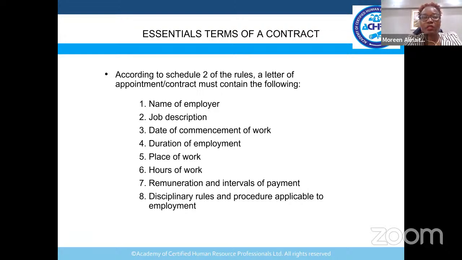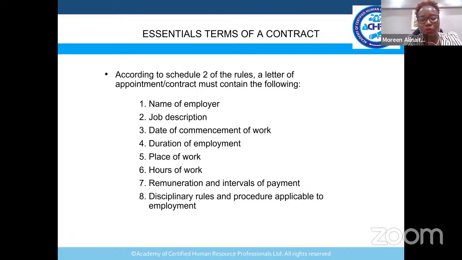But if that is not stipulated, then somebody can go 3 months without being paid, and the contract didn't say anything about the intervals and the specific time the person is supposed to be paid. It didn't say any amount that the person is supposed to be paid. So it will be difficult for the employee to claim the salary that they are supposed to be paid.